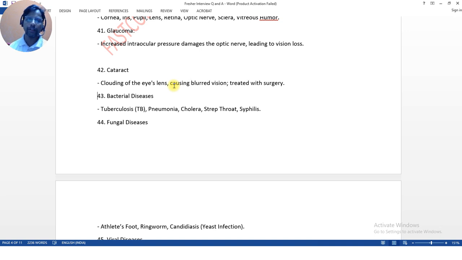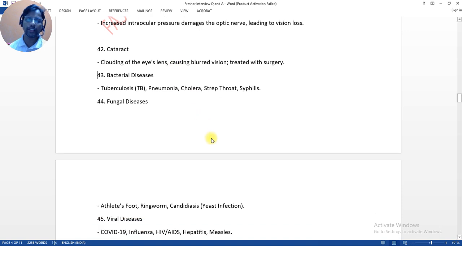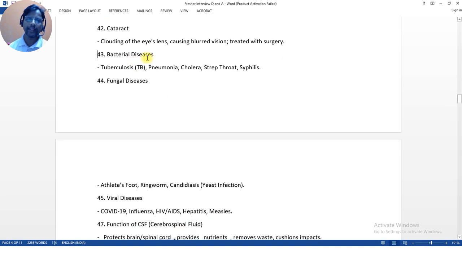Okay. So tell me a few examples of bacterial diseases. What are the common bacterial diseases? TB, pneumonia, cholera, strep, and syphilis. Okay. So basically bacterial disease means all these types of diseases are due to bacteria.